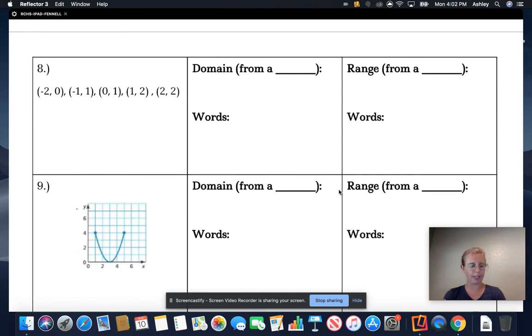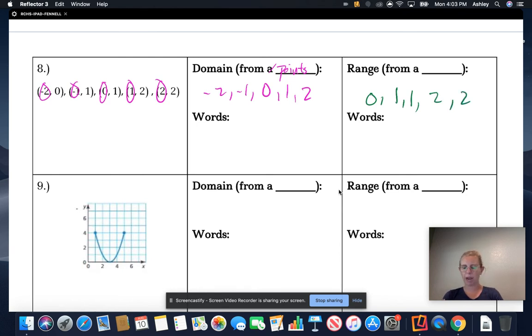Okay, number 8, we have domain from points. Okay, what's my domain? Well, that's going to be all of my x values just listed out. -2, -1, 0, 1, 2. Again, write that in words. Okay, my range is going to be 0, 1, 1, 2, 2.